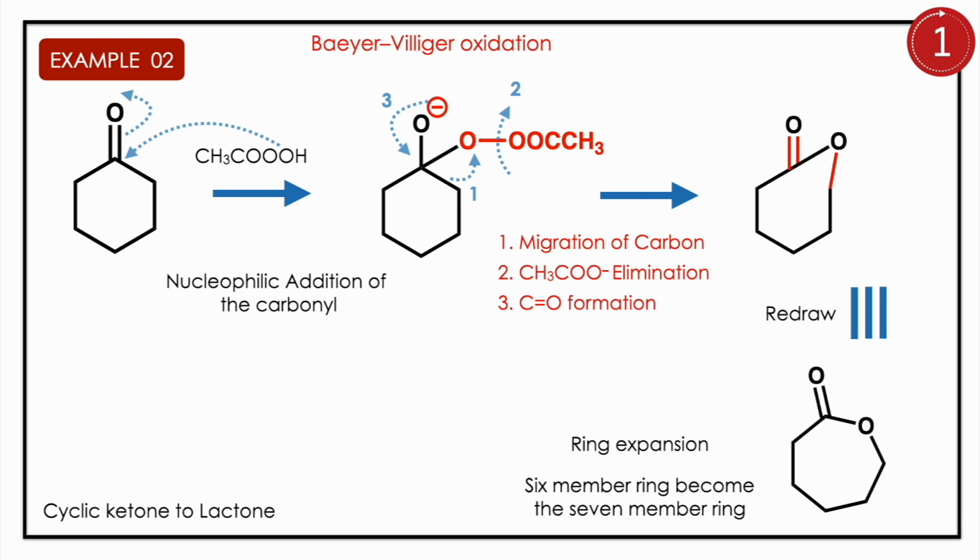So the lactone expands the ring. If you redraw nicely, you end up with a 7-member ring. So you start from a 6-member ring, end up with a 7-member ring. The concept you have to learn here is that in Baeyer Villiger oxidation, ring expansion happens in the cyclic system.